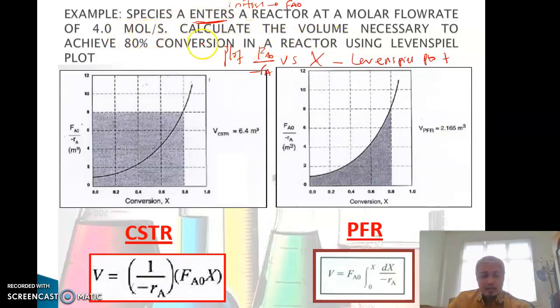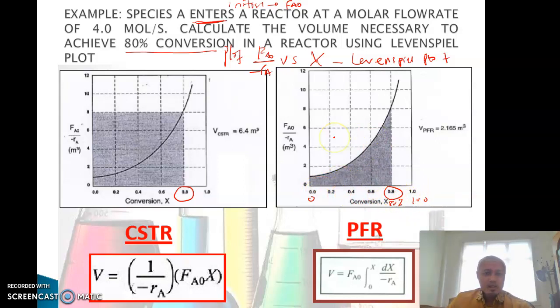Then calculate the volume necessary to achieve 80% conversion. If you plot this graph, you will use 0 to 1, or you can also use 0 to 100. If 0 to 1, then 80% is at 0.8. If you use 0 to 100, this is your 80%. So it depends on the question. If the information given in the question is in terms of numbers from 0 to 1, you just plot using this number. You don't have to convert to percentage.